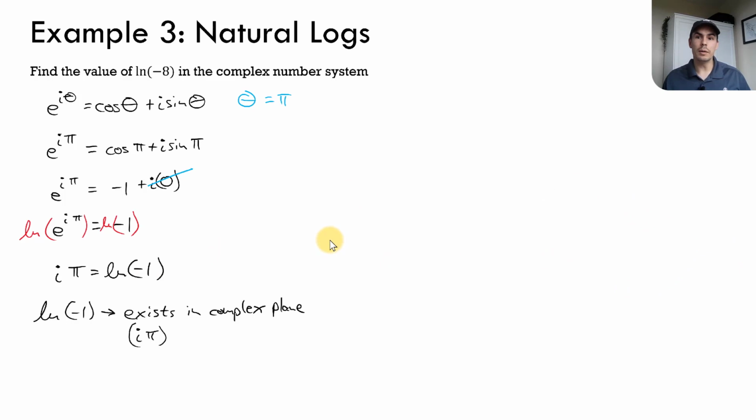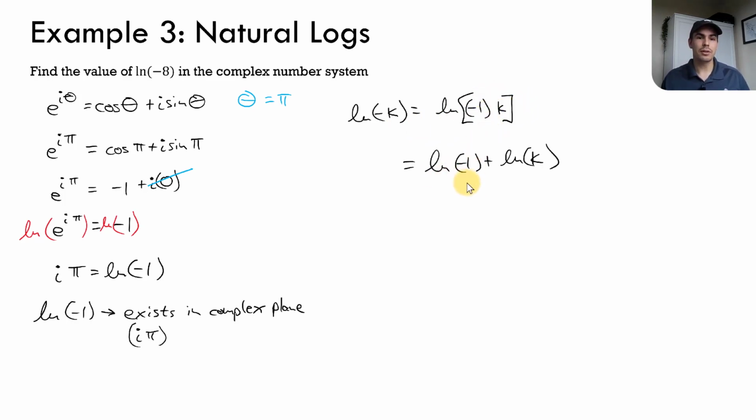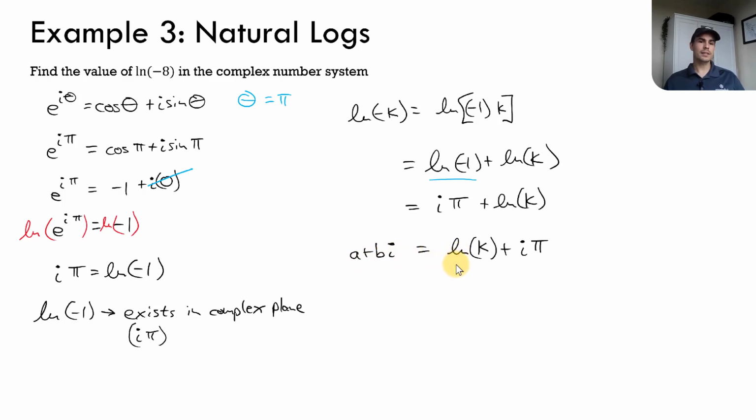Now, that's -1, but we can also take a look at the natural log of any negative value. So natural log of -k, I'm going to think of that as the natural log of -1 times k. Now, we can use our product property for logarithms and expand this into the natural log of -1 plus the natural log of k. We just found the value for this, so that's going to be i pi plus natural log of k. And if I write this in the form a plus bi, that's going to be equal to natural log of k plus i theta.